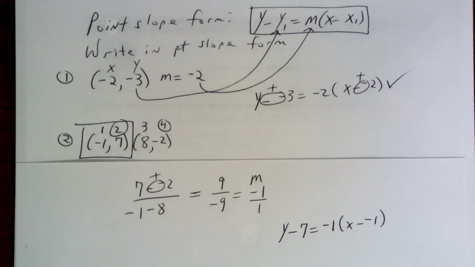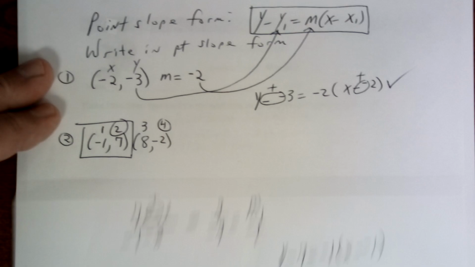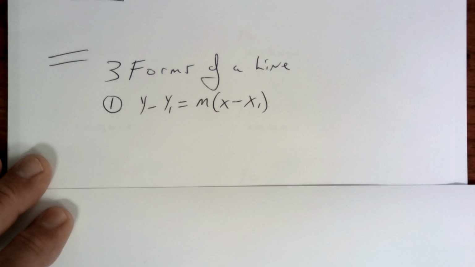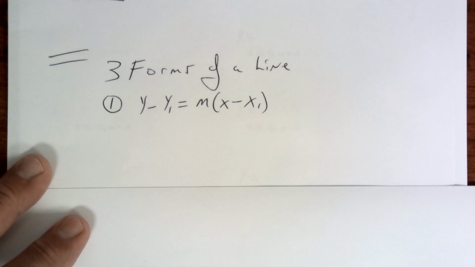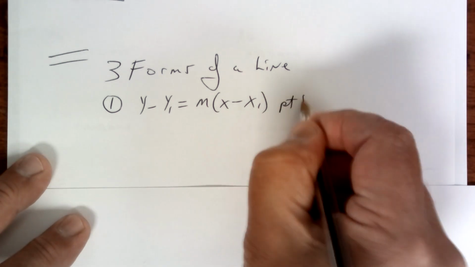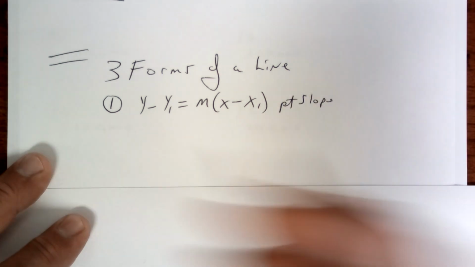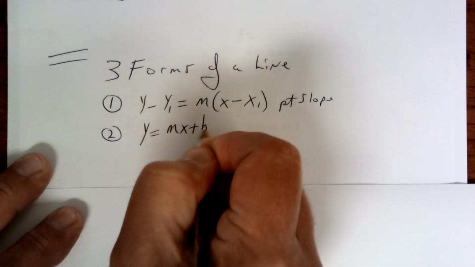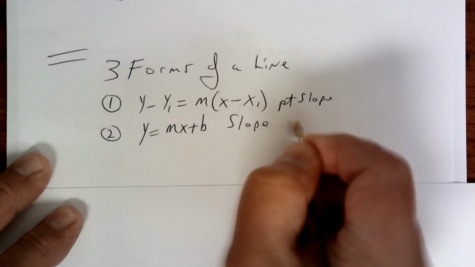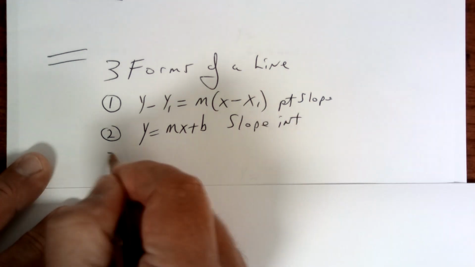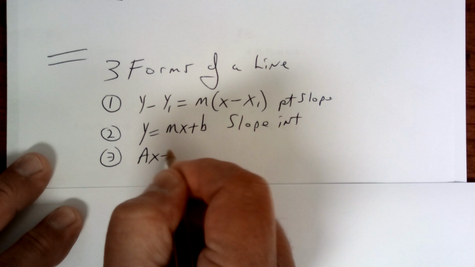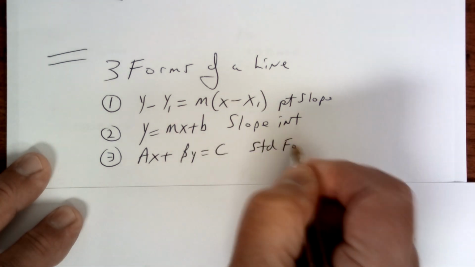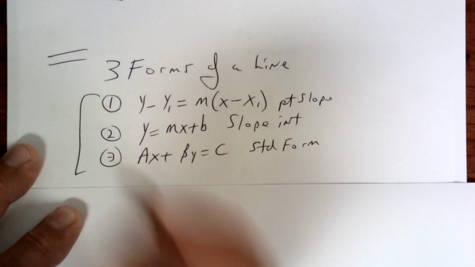Okay? Now we're going to expand our thoughts today, and we're going to go through the three forms of a line. So copy this down. Okay, so one is point slope. All right. The second one is slope intercept. And the third one is standard form. Write that down. You need to memorize these three.